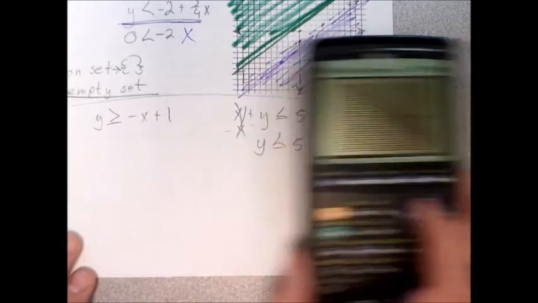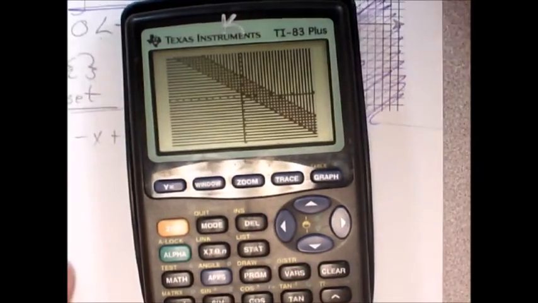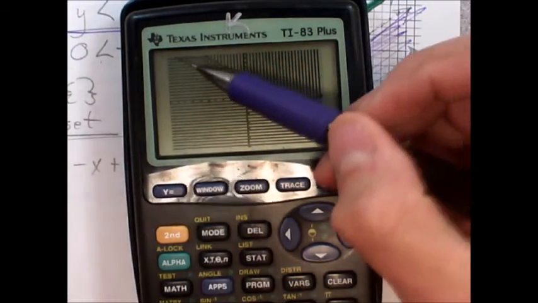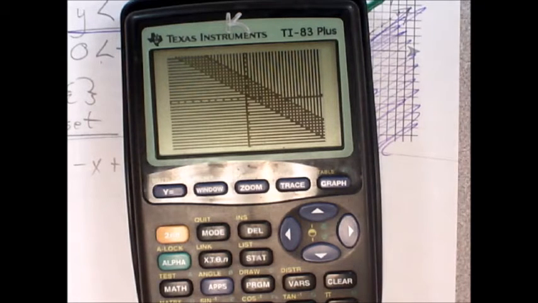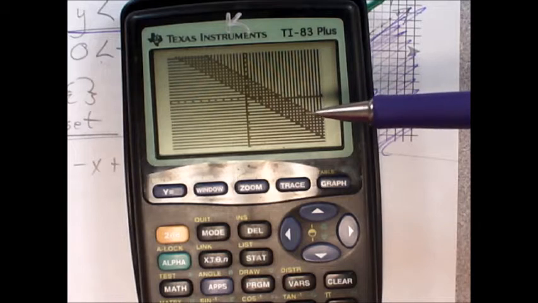There is. Okay, let me zoom in on it so you can see it a little bit better. Everybody's graph should look like this. There's an overlap right here. This cross-hatched area is the overlap. Okay, y'all see that? Good. Is anybody not able to get that on their calculator?